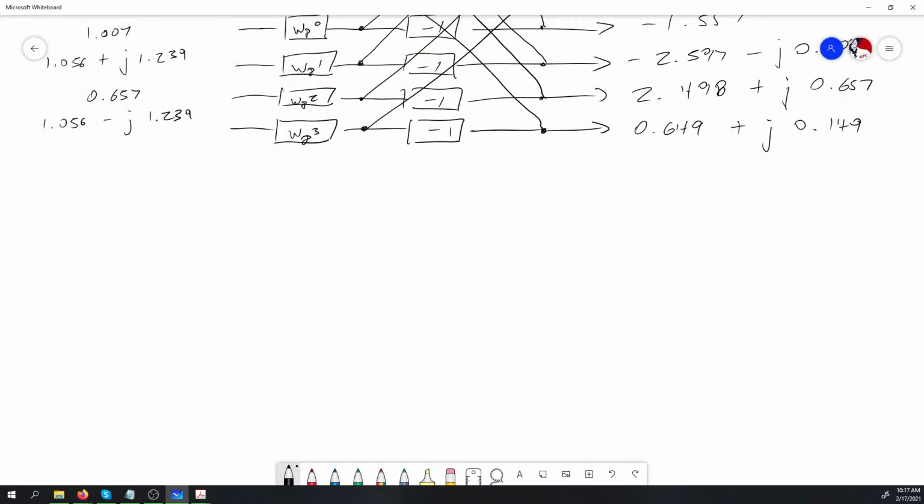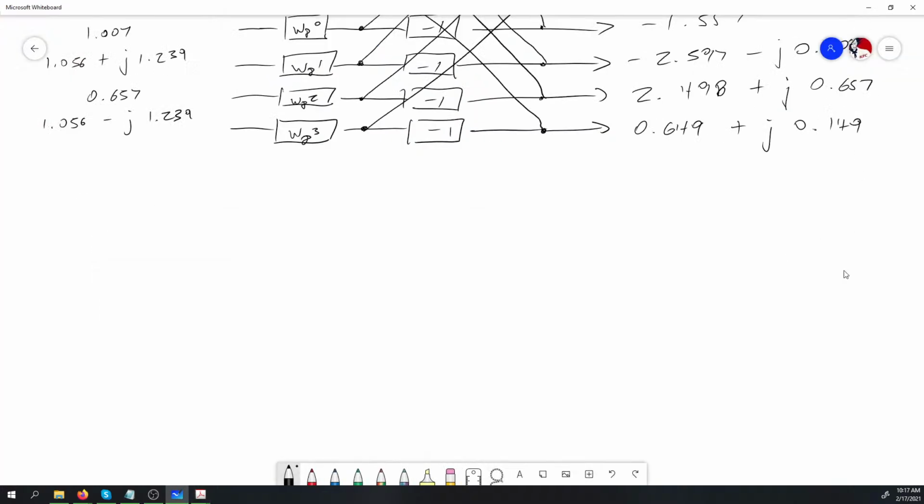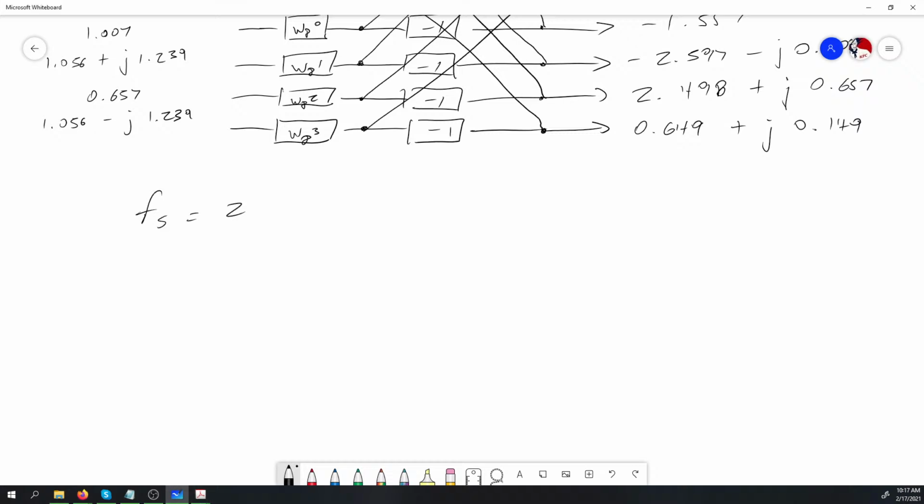Right, so the last part of this question was asking to identify the frequency component. And the frequency component here, because we had 8 values, and we had the sampling frequency to start with, f of s here was 280 Hz, and N here was equal to 8, so we calculate for the bin spacing, which was 280 divided by 8, was 35 Hz.